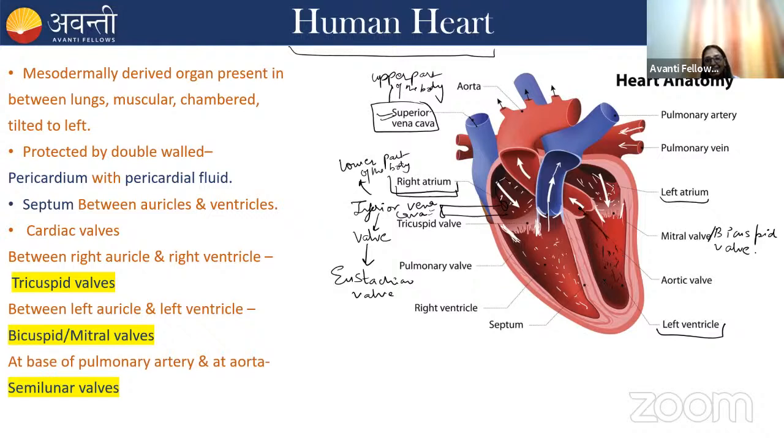Now this oxygenated blood will enter into the aorta, and aorta will carry the oxygenated blood to the rest of the body tissue. So here also a valve is present in the aorta, which is known as the aortic valve, or is also known as a semilunar valve.